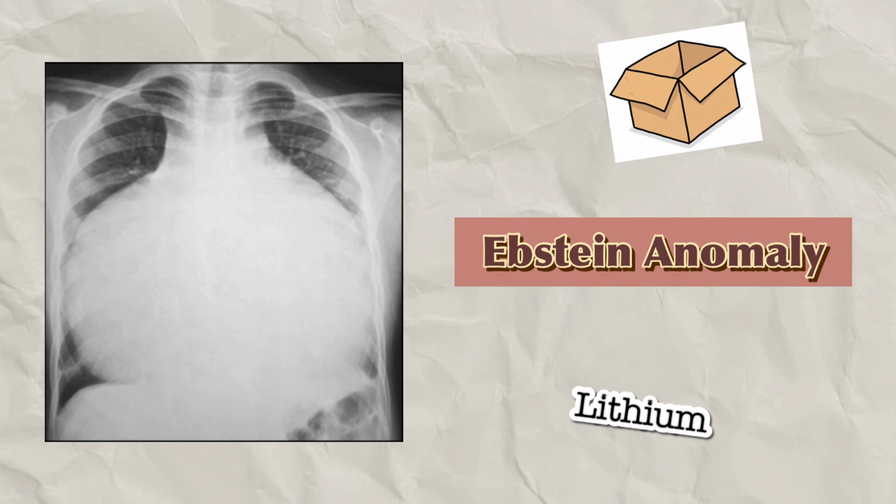This atrialized right ventricle contracts with the rest of the ventricle and does not allow effective forward flow into the pulmonary circulation. The right atrium progressively dilates to accommodate the extra volume. The foramen ovale may be patent or there is an atrial septal defect allowing a right to left shunt to occur. This results in cyanosis. The greater the tricuspid valve displacement, the more the cyanosis.